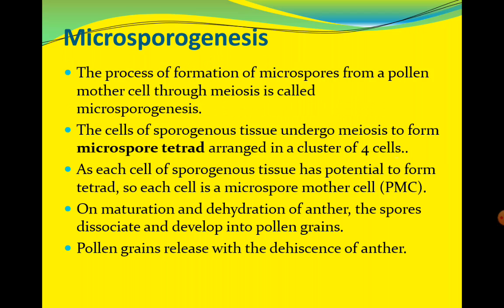Okay, tetrad basically means cluster of 4. So here we are saying microspore tetrad because microspores are in a cluster of 4 cells. Okay, as each cell in the microsporogenous tissue has the potential to form a tetrad, each cell is considered as pollen mother cell or microspore mother cell. On maturation and dehydration of anther, the microspores dissociate and develop into individual pollen grains. Okay, that means microspore tetrads separate from each other and they become individual entities. Pollen grains are released with the dehiscence of anther.